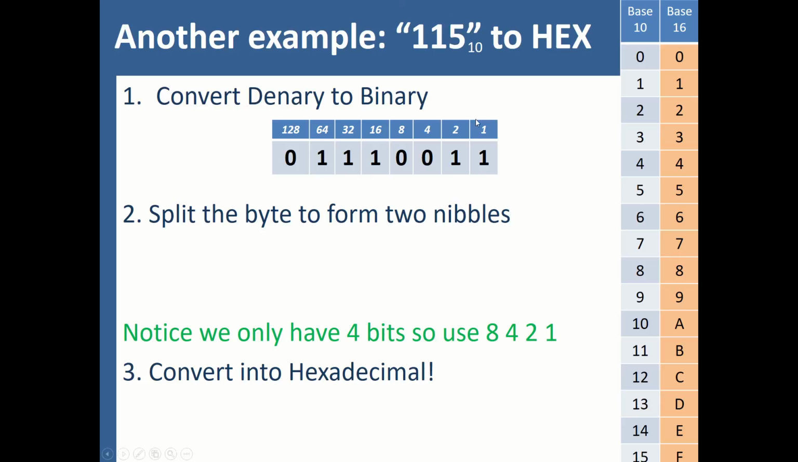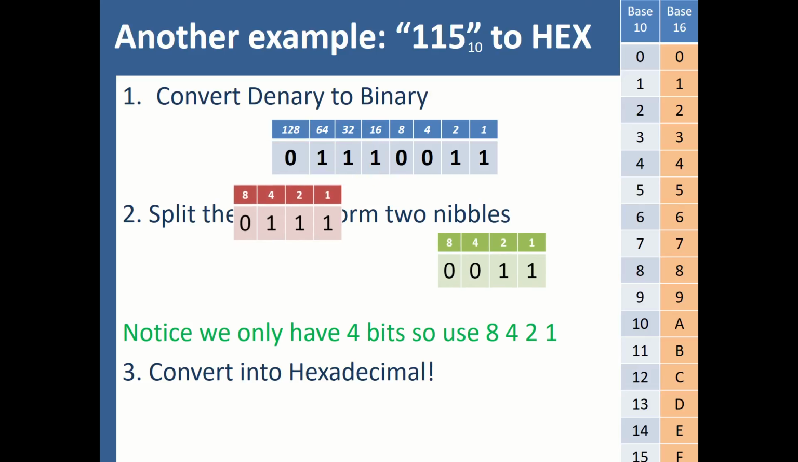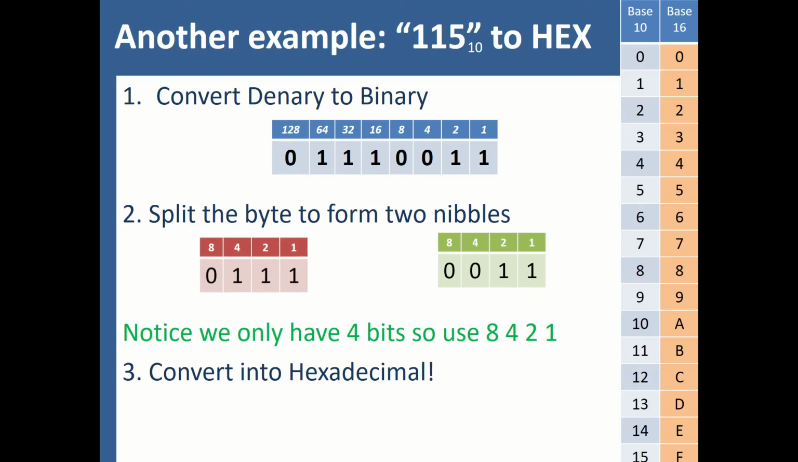115 base 10 to hexadecimal. You can see I've put my base 10 here now. First of all, I convert it to binary. You should be able to do this now. If you can't, you need to look back at our previous videos looking at how to convert to binary. We split the byte to form 2 nibbles. So we split that byte, just like that.